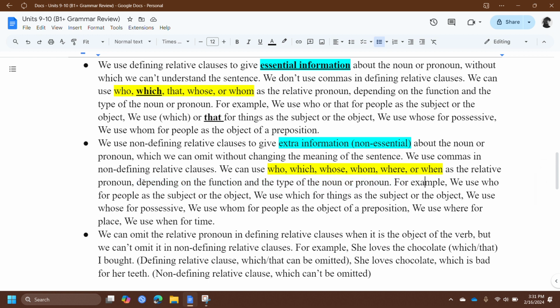Okay. Yeah, so we can use these ones as a relative pronoun depending on the function and the type of noun or pronoun. For example, as mentioned earlier, we use who for people as the subject or the object. We use which for things as the subject or the object. We use whose for possessive. We use whom for people as the object of a preposition as well. And we use where for place, and we use when for time as well.